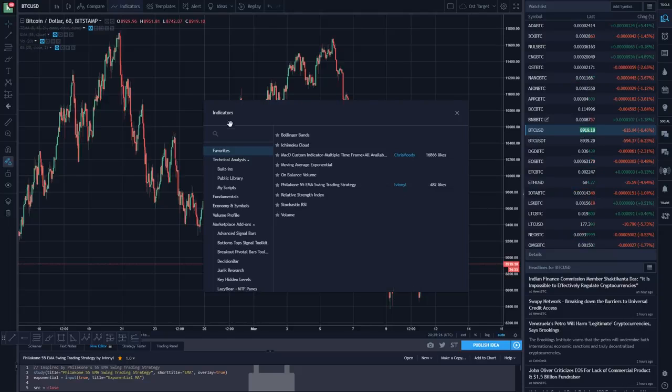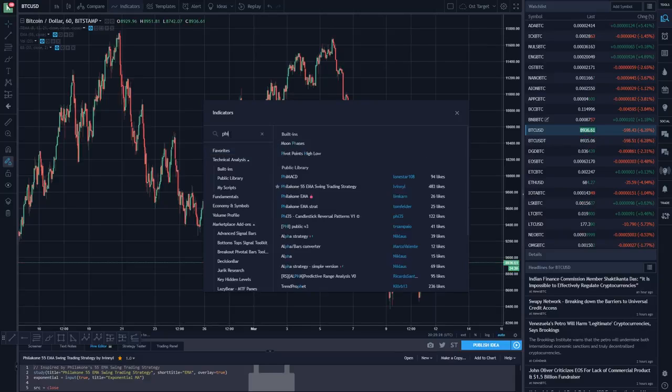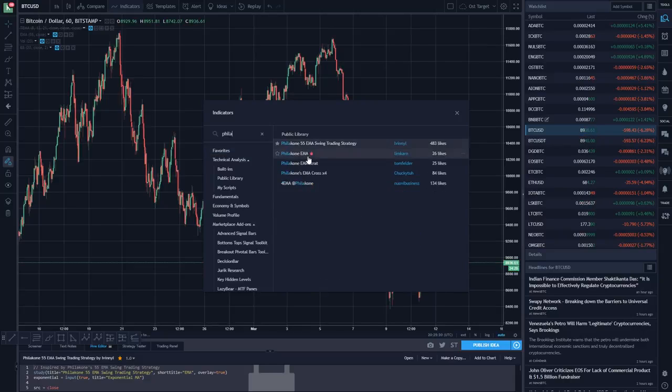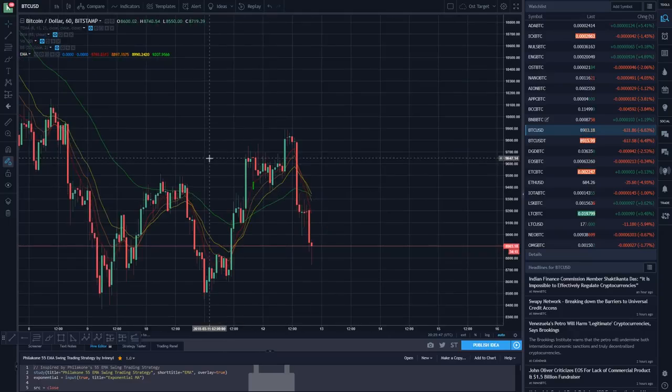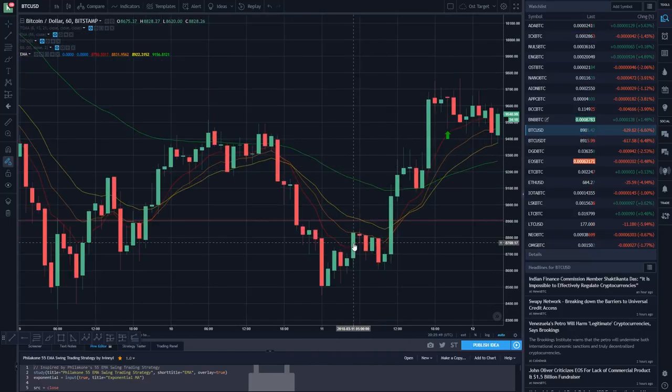Now, if you go to indicators and you type in Silicone's name, so Silicone, perfect. Right here, Silicone 55 EMA swing trading strategy. This is only going to take up one indicator slot and provide you with the 4 moving average lines. So you click that, you turn it on like that, boom. And as you can see, it gives you the 4 moving average lines.